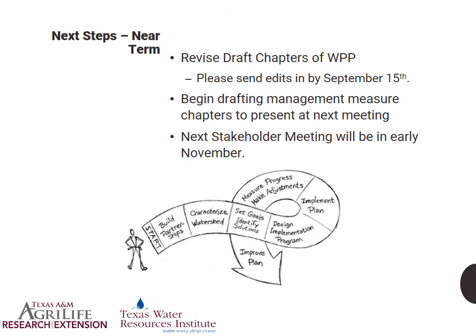As y'all are working on that, we're going to start drafting the next several chapters. That's going to include some of those watershed population estimates with cattle, deer, and hogs that Ennis presented in that first presentation, as well as some of these management measures that we just discussed, which turn out to be chapters 4, 5, and 6 of the Watershed Protection Plan. So we'll be working on the next 3 chapters to present at our next stakeholder meeting.